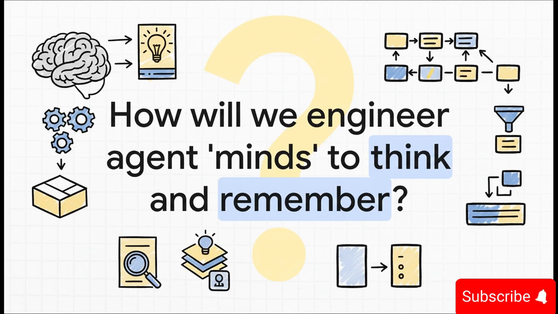The four strategies we've talked about today are the foundation, but they also leave us with a really big question for the future. How are we going to continue to engineer these agent minds to think, remember, and reason even more effectively?